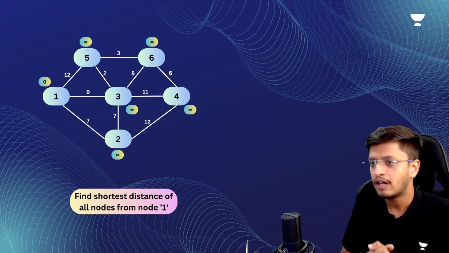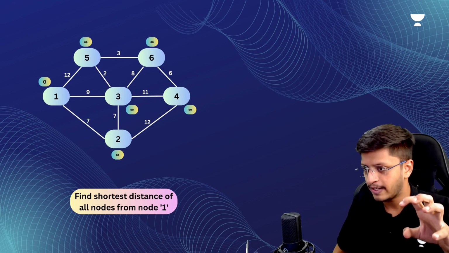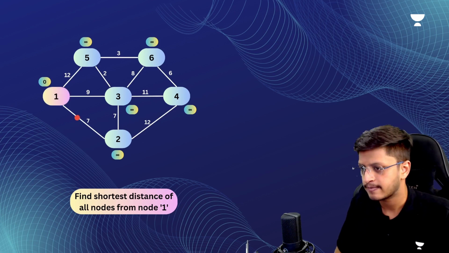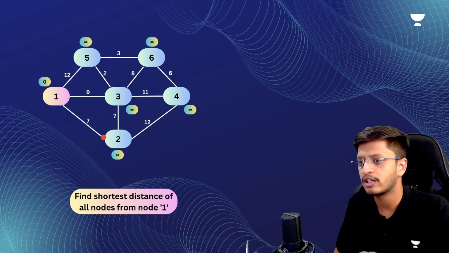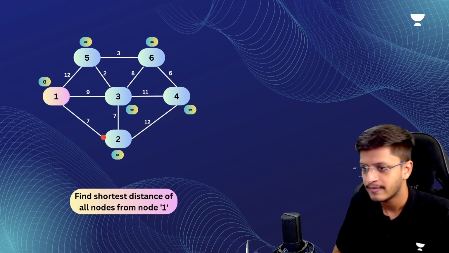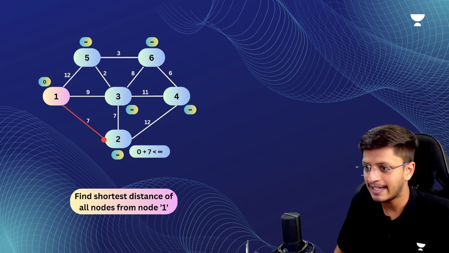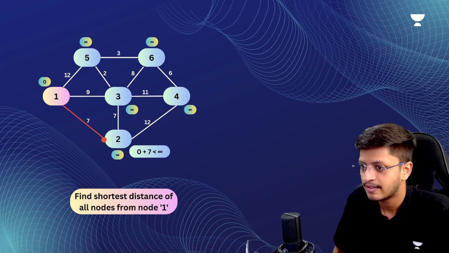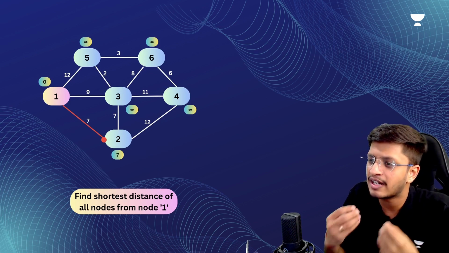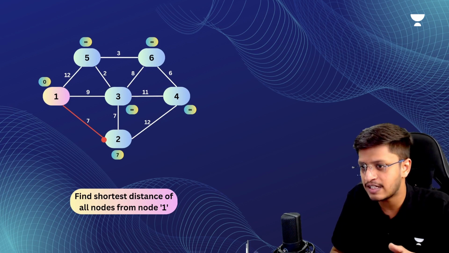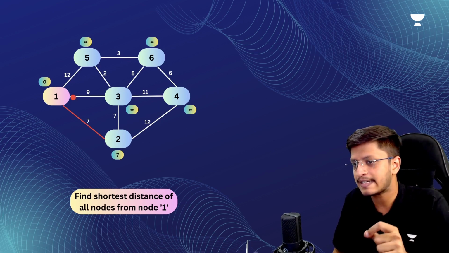Okay. Now what we will do is we will take node 1 and take all the outgoing edges from node 1. So we will explore all the nodes. Let's say we explore node 2. Now the distance is 7. So 0 plus 7 is less than infinity, which is the already present distance. So we relax this edge. This is called relaxation. Okay, so we will relax this edge and we write the distance of node 2 as 7.